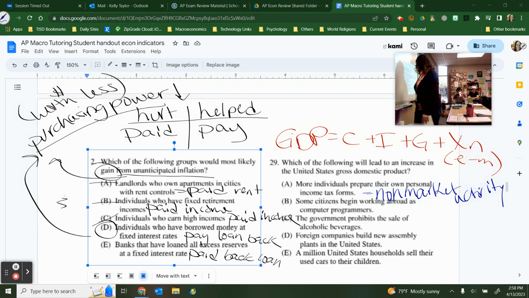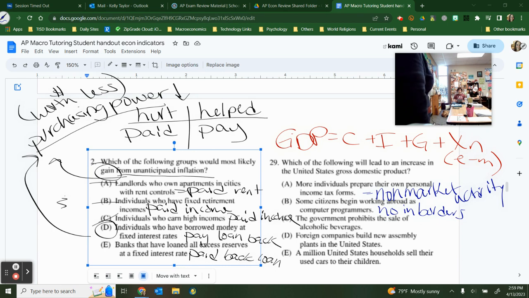Okay. Citizens begin working abroad. They're not even in the country. Not in borders. The government prohibits the sale of alcoholic beverages. Well, that's just like a decrease in consumption. Why would they do that?